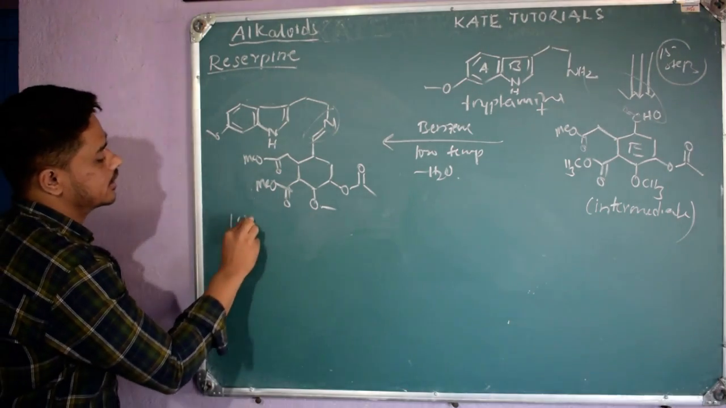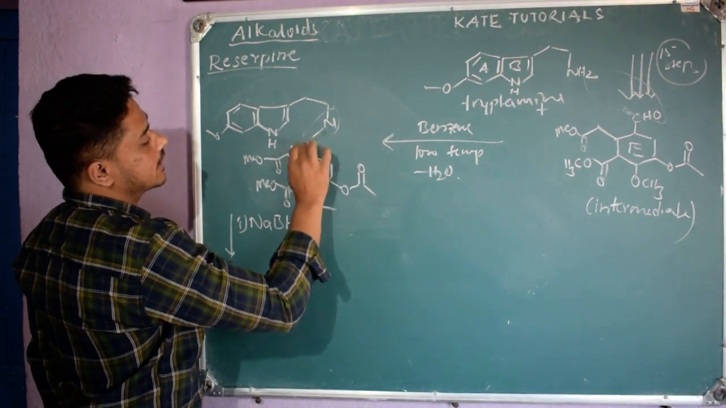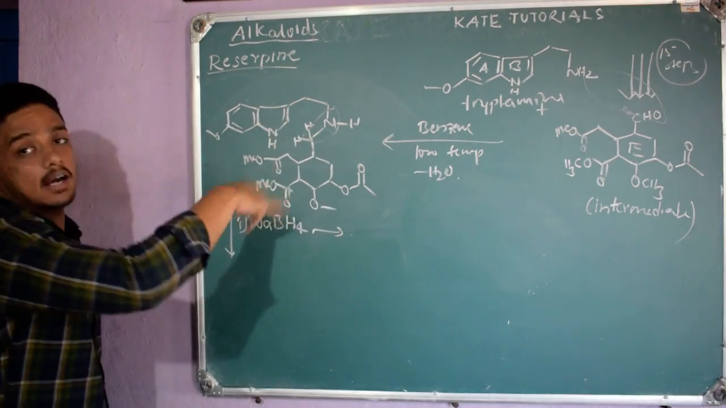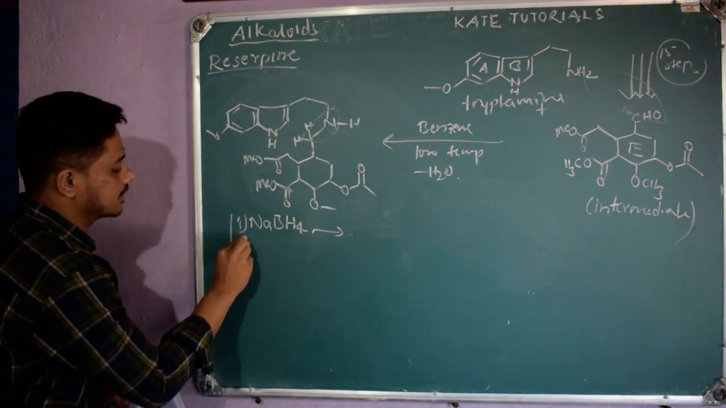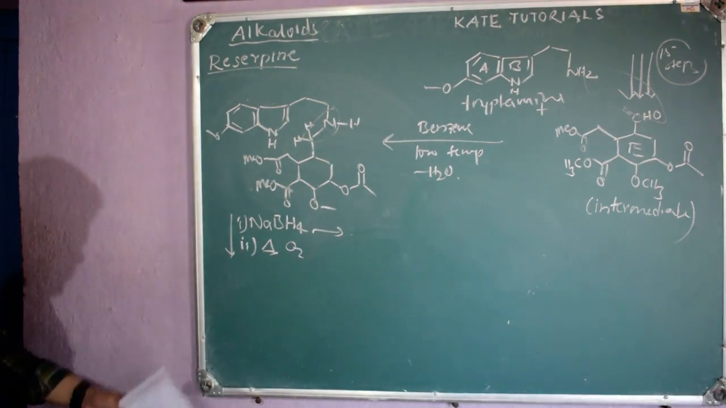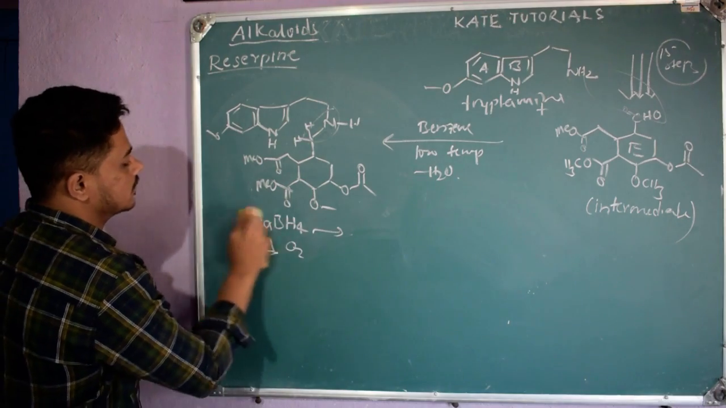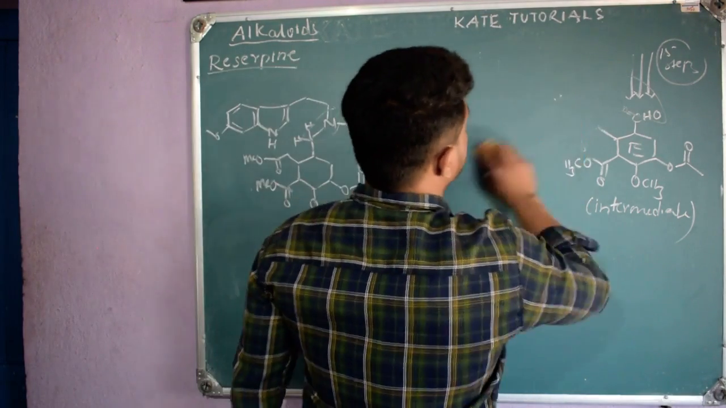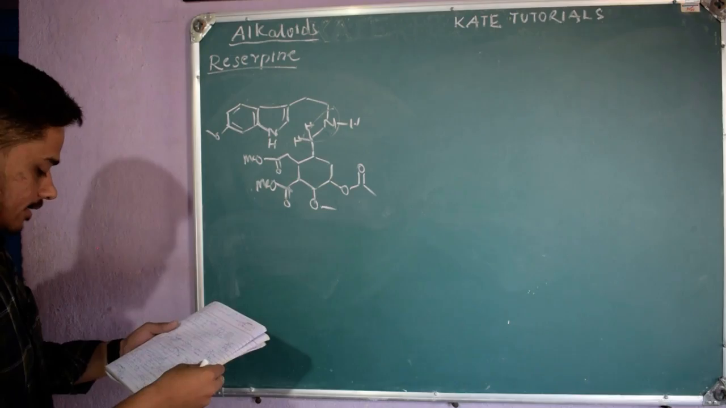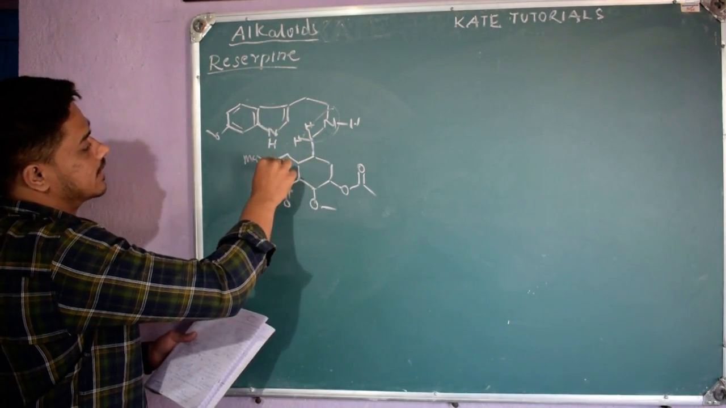In the first step they added a reducing agent, sodium borohydride NaBH4, which will convert that double bond into NH like this, and here it will form CH2. So the first step is over. I have written the product directly here. In the second reaction, they heated it in the presence of air, and they got this product. After NaBH4 and heating in the presence of air, they got this amide, with ring cyclization.